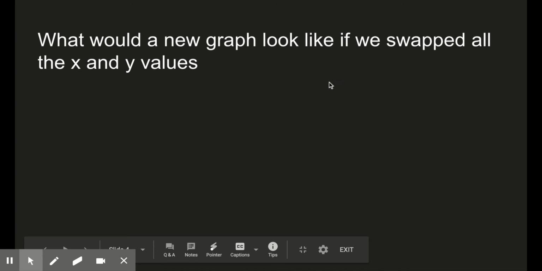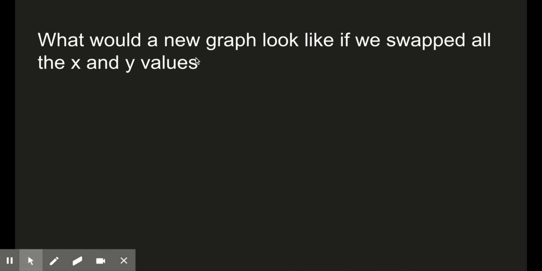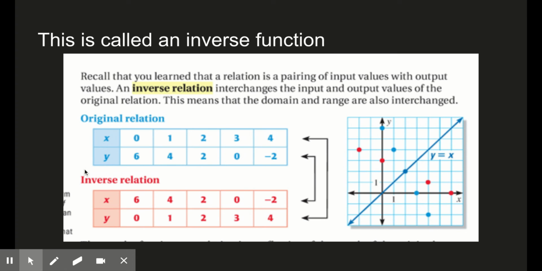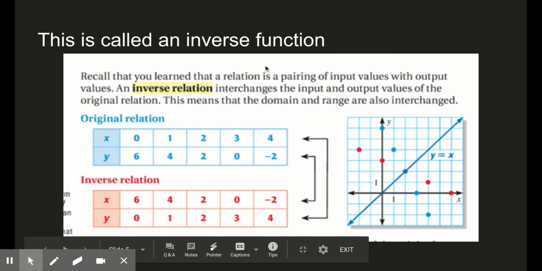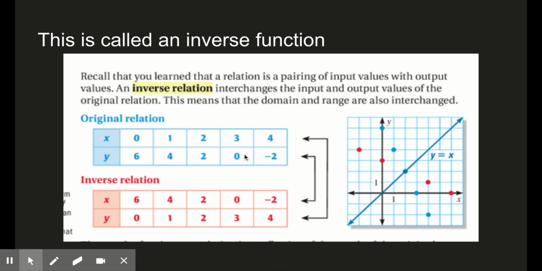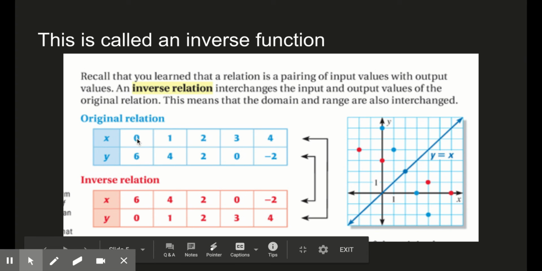We're making a new graph where we're swapping x and y values. This is a great thing to maybe pause the video on and screenshot, right? Because here's an original chart: 0, 6, 1, 4, 2, 2, 3, 0, 4, negative 2. What happened on the inverse relation? It's not 0, 6, it's 6, 0. It's not 1, 4, it's 4, 1. 2, 2 doesn't really change much, does it?